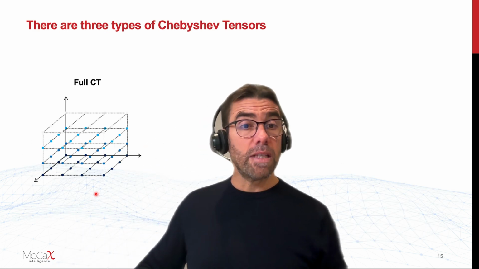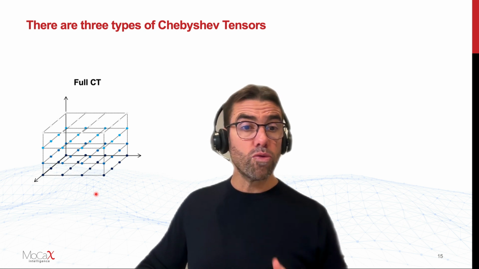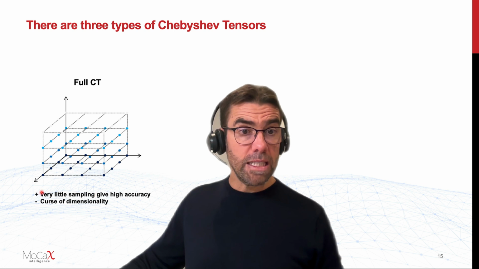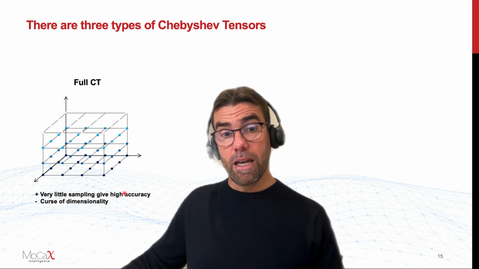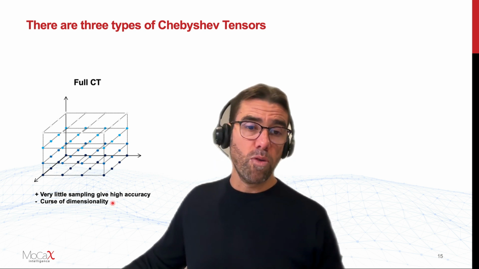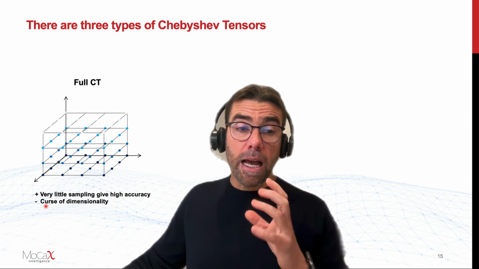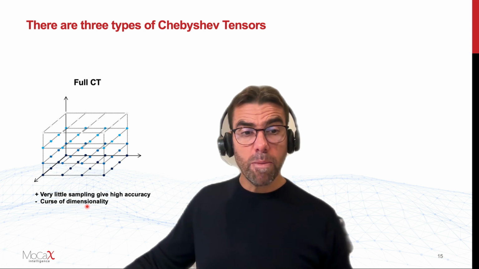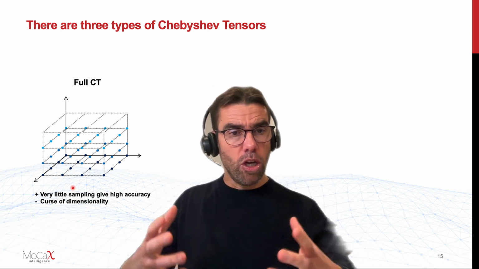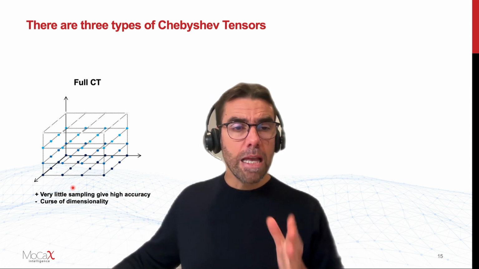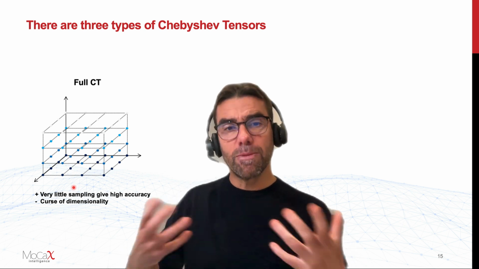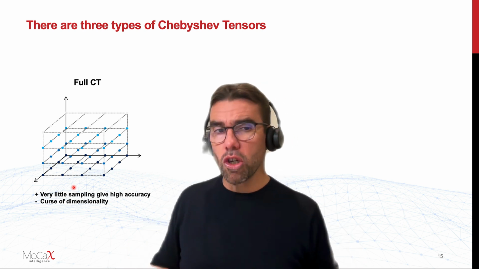Because of that, Chebyshev tensors are great frameworks to approximate functions. The best property is the one that we just discussed, which is that very little sampling gives very high accuracy. But they have a fundamental problem, or limitation more than problem, which is that they have a strong curse of dimensionality. What do we mean by that? We mean that as we increase the dimensionality of the input domain of the function, the number of sampling points, the number of Chebyshev points, increases exponentially fast, and that is not ideal.